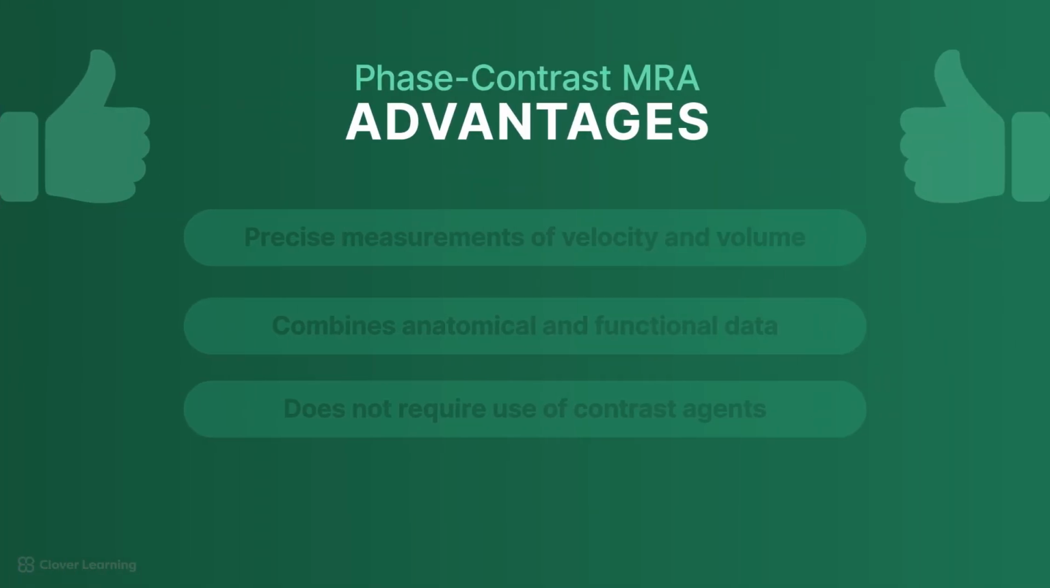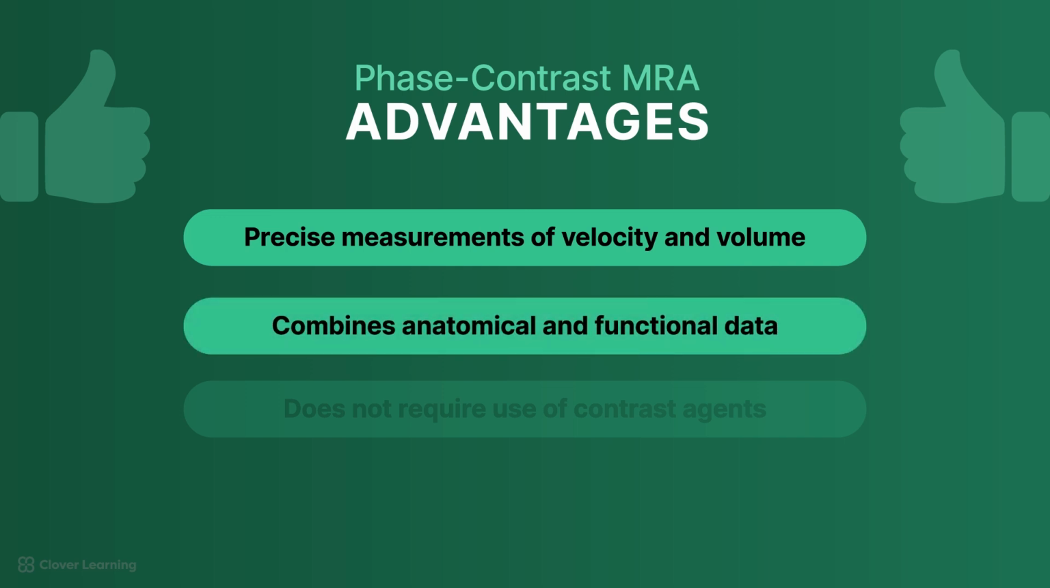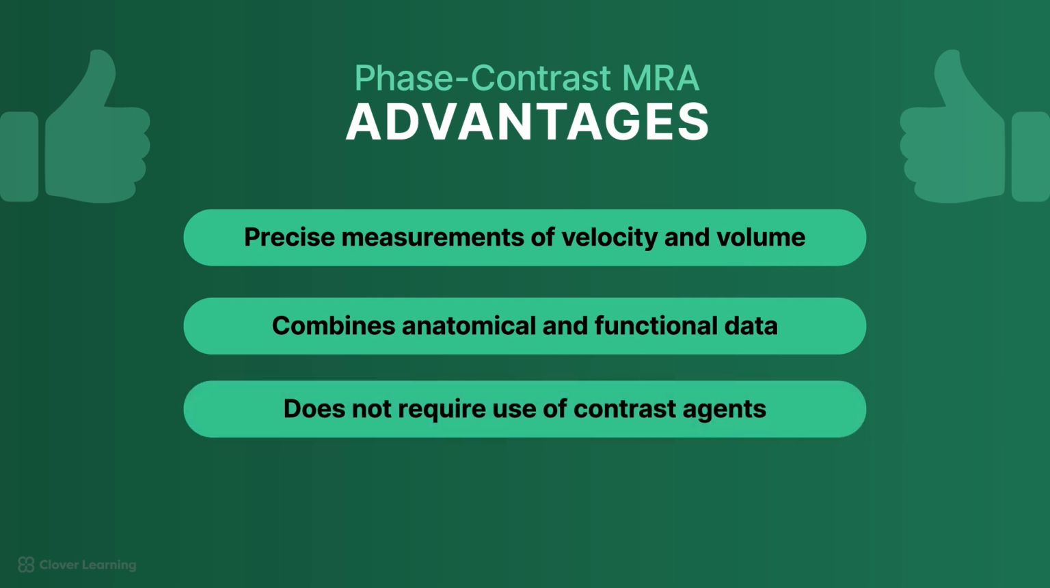There are many advantages and disadvantages of phase contrast MRA. Advantages include providing precise measurements of blood flow velocity and volume, allowing for accurate diagnosis of vascular pathologies like stenosis or aneurysms. Phase contrast MRA also combines anatomical and functional data in one scan, reducing the need for multiple scans. Finally, it does not require the use of contrast agents, making it safer for patients with contraindications, like renal impairment.